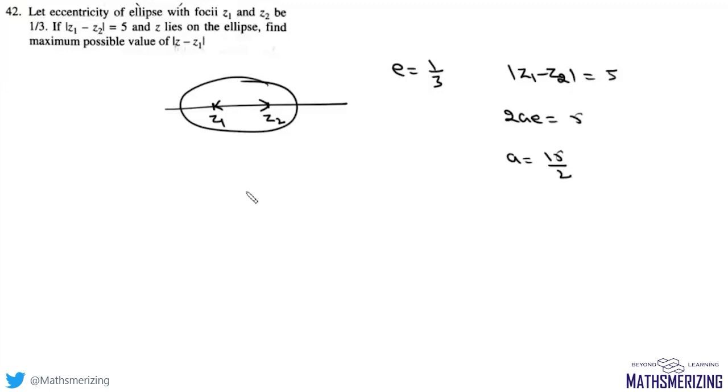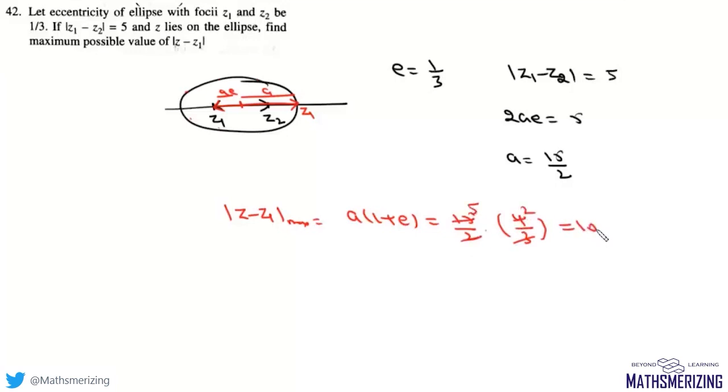Now we need to find the maximum possible value of mod Z minus Z1. Now Z will lie on this ellipse. Now we know that this distance will be maximum when it lies here. Now this is A and this is AE. So the maximum value of this modulus will be simply A into 1 plus E. Now A is 15 by 2 and 1 plus E is 4 by 3. So this is 5 into 2 and it will be simply 10. So the maximum possible value of mod Z minus Z1 will be 10.